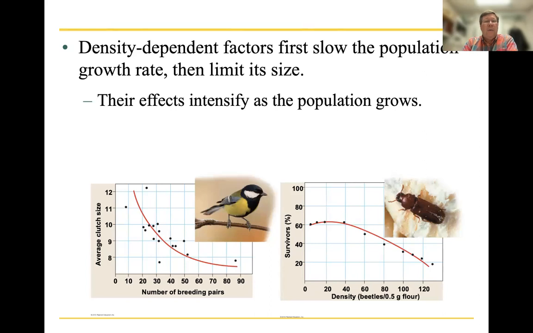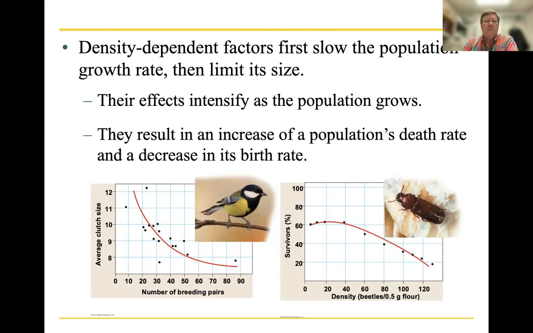And as the population grows bigger, these effects become a little bit more serious until the population stops growing, and that's it. So on the left with these birds, you'll see on the lower end of the number of breeding pairs, they can produce up to 12 eggs on average. And then as there are more breeding pairs, that number goes down to a third less, so down to 8.